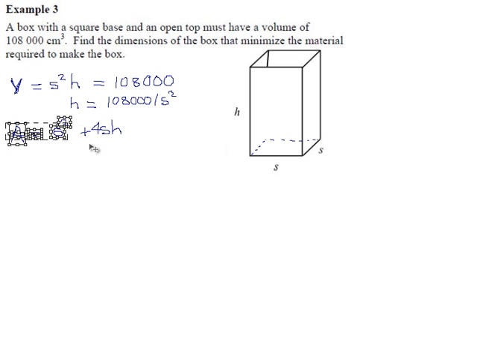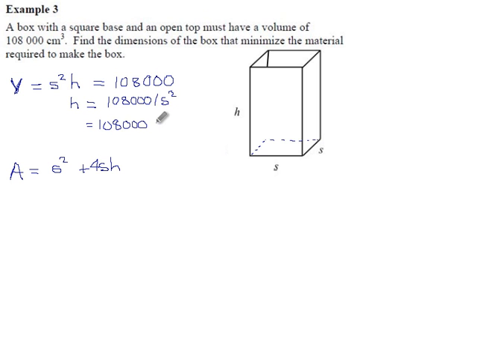Or, if you wish, the other way you could write that is 108,000 S to the minus 2. Okay. So if we have that, that means anywhere we have an H in this expression, like right there, we can put 108,000 S to the minus 2 instead. Here's our new improved area. Area is S squared plus 4S times, instead of H, 108,000 S to the minus 2.